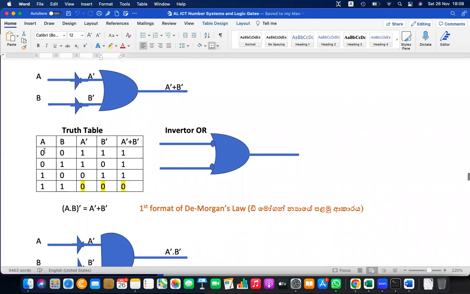And an inverter OR means first inverting: A is inverted, B is inverted, giving A not and B not, then you OR them. A is 1 1 0 0, so A not is the reverse, 0 0 1 1. B is 0 1 0 1, so B not is 1 0 1 0. Then the OR of these gives 1 1 1 and 0: it is 1 in three cases and 0 only when both are 0. That is the inverter OR, which is similar to the NAND gate.